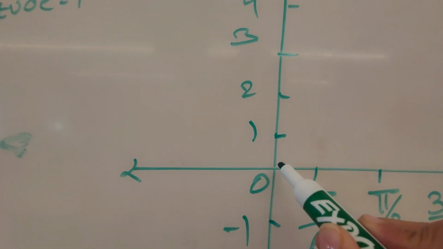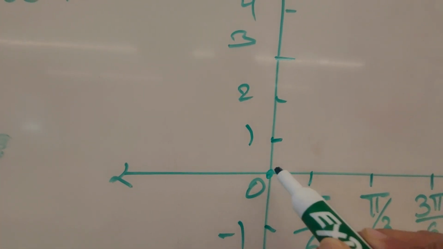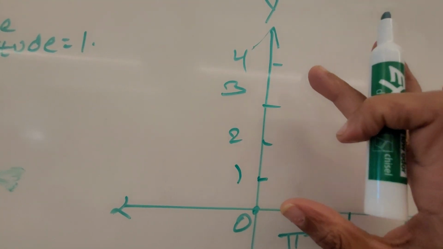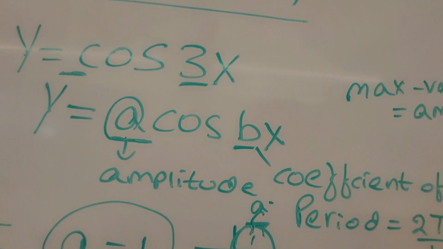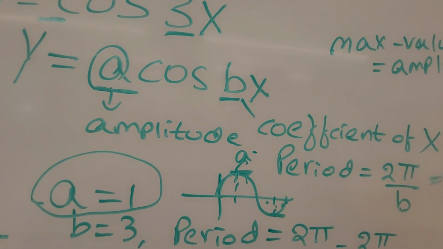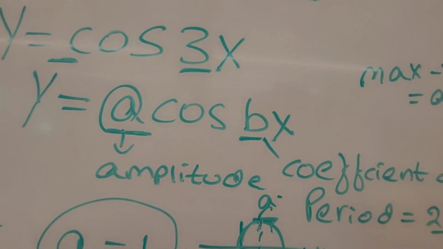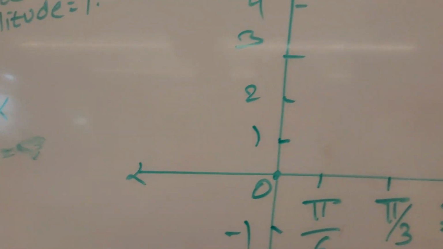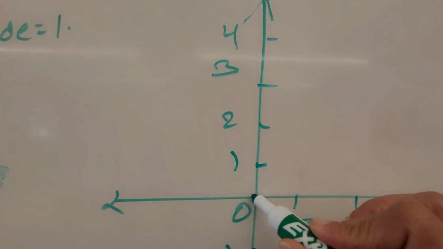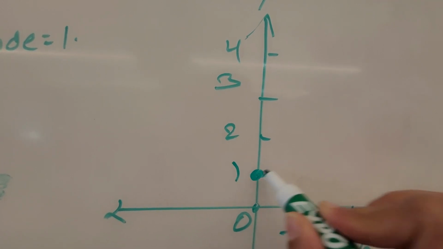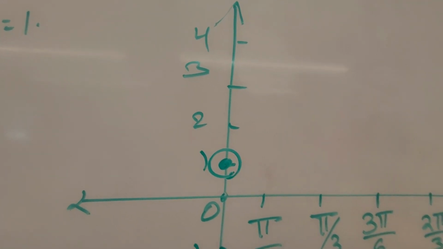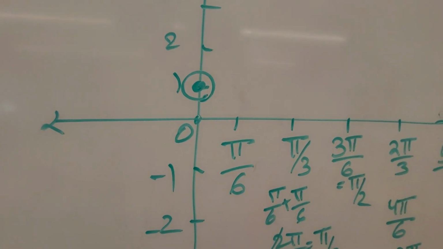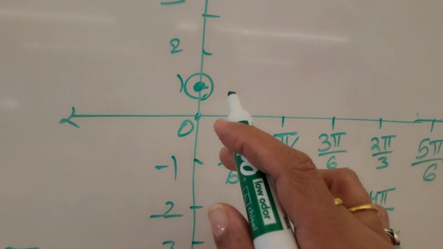So when I take my x value as 0, I need to graph on the y-axis the maximum value. Here the amplitude is 1 in this graph of y equals cos 3x, so I have the value equal to 1. So for x value 0, the maximum value is here.